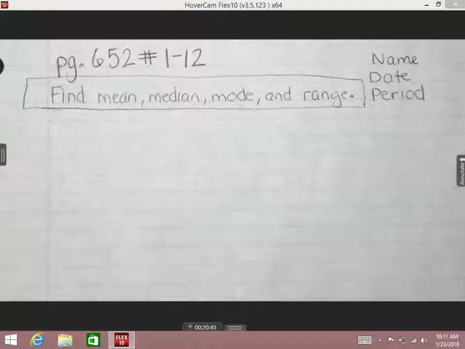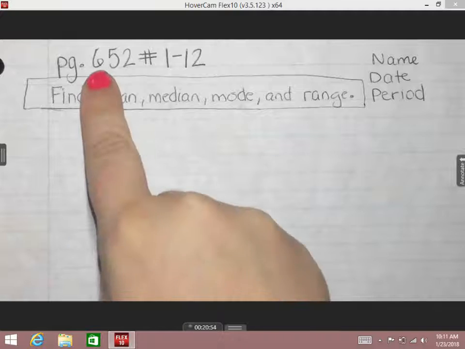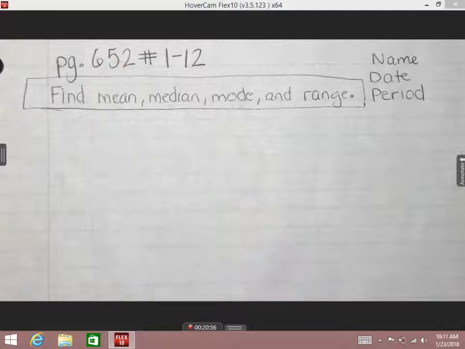Guys, our homework, if you want to get out your snack, you can. Please do that quietly. You need to copy this onto a piece of paper. Your homework is in your textbook. You're not getting a worksheet tonight. When you get home, you've got to use your textbook.